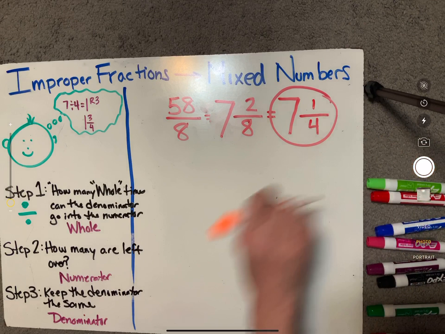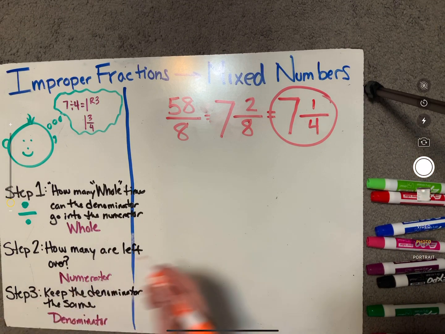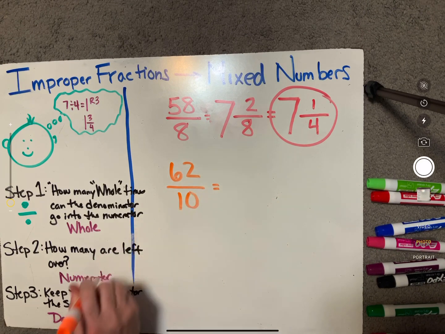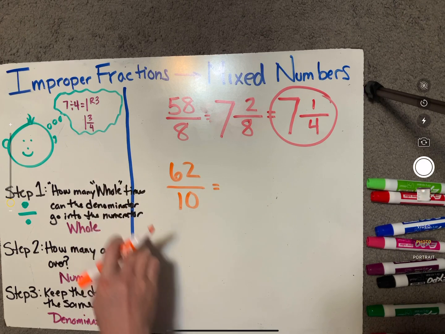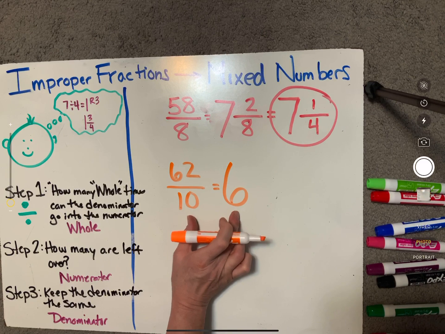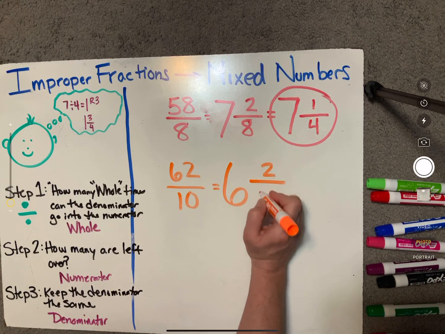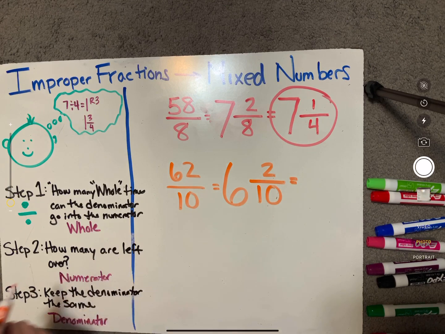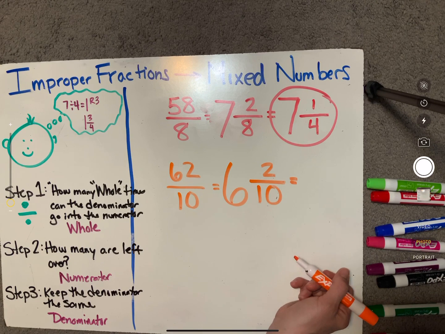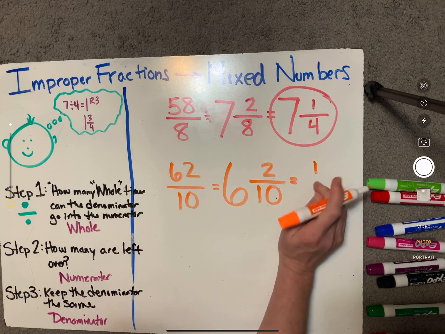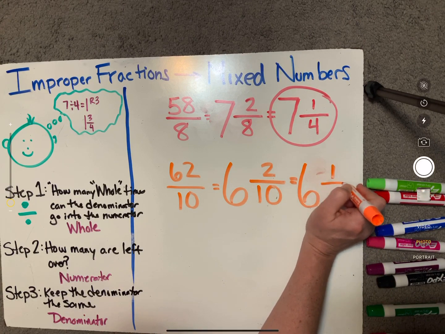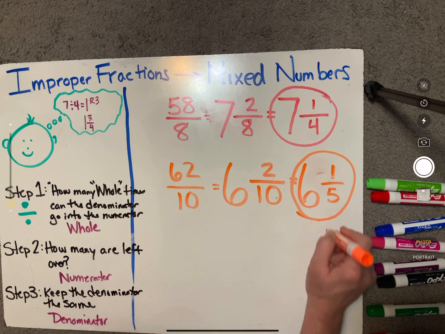Okay? Let's do another one. How about 62/10? How many times will 10 go into 62? It goes in 6 whole times. 6 times 10 is 60, so there are 2 left over, and my denominator remains the same. So now I'm not done yet because 2/10 is not in lowest terms. So I can divide by 2 and I end up with, oh, I forgot to write my whole number. My 6 goes first, and then I can divide the 2/10 by 2 and I get 6 1/5.